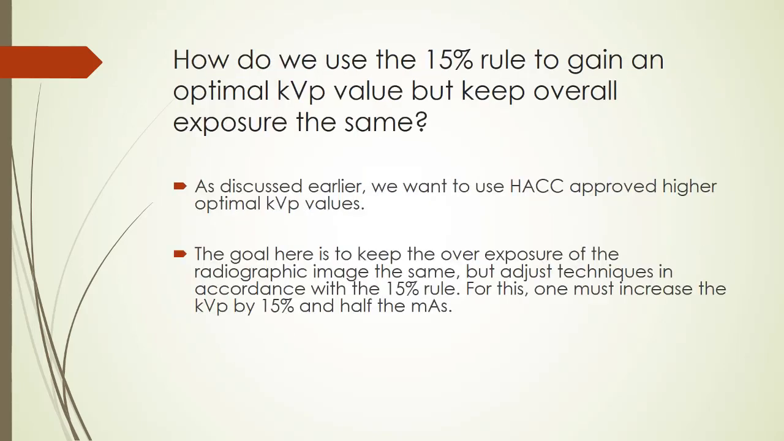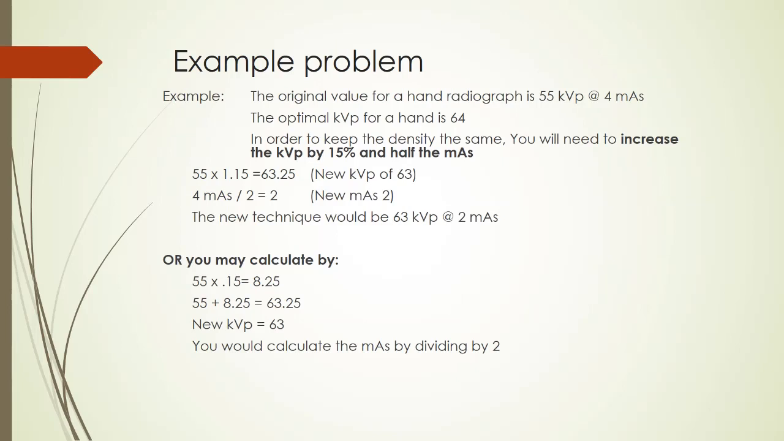How do we use the 15% rule to gain an optimal kVp value, but we want to keep the overall exposure the same? So as we discussed earlier, we want to make sure that we use the higher optimal kVp values. The goal here is to keep the overall exposure of the radiographic image the same, but we want to adjust the technique in accordance with the 15% rule. So when we do that, we are going to increase the kVp by 15%, and we're going to half the mAs. Here's an example problem.